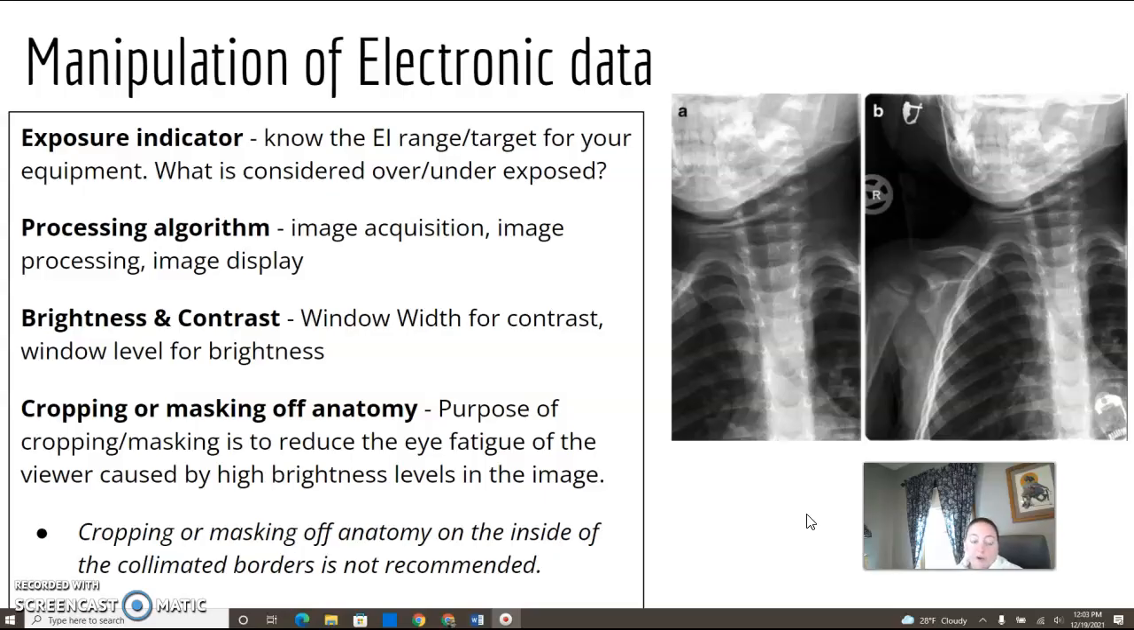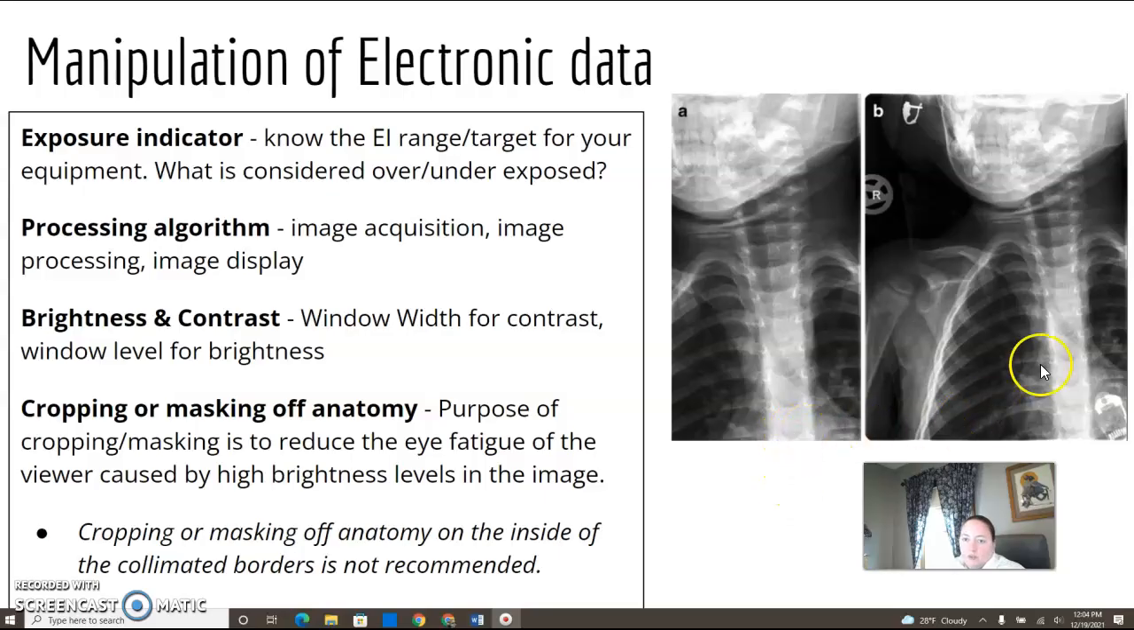And then cropping or masking off of anatomy. The purpose of cropping or masking is to reduce the eye fatigue of the viewer or the radiologist caused by the high brightness levels in the image. So really, cropping and masking is supposed to cut off those white borders on the outsides. Cropping is not supposed to be used to bring in your image to make it look prettier after the exposure. So you should be collimating at time of exposure. You shouldn't be collimating after the fact.